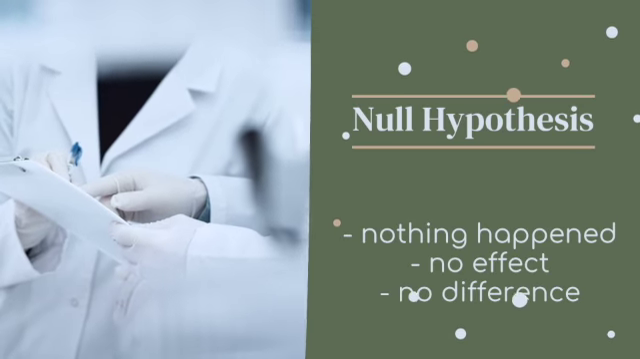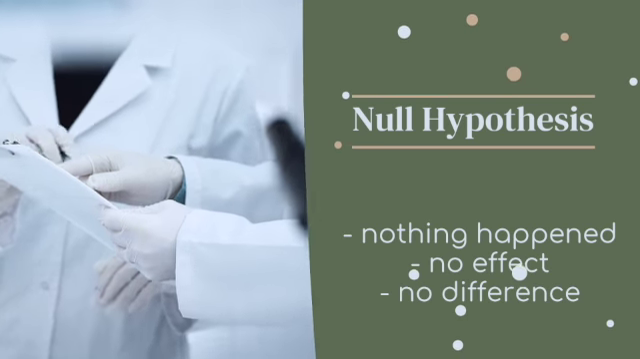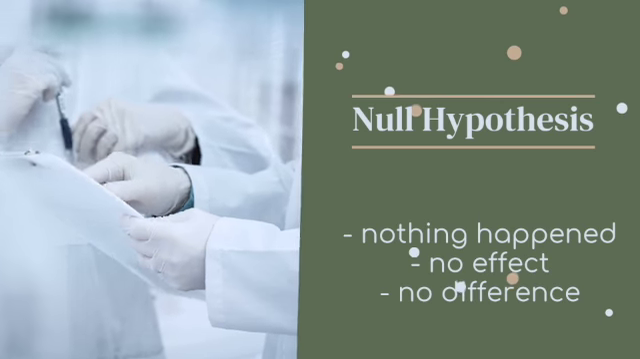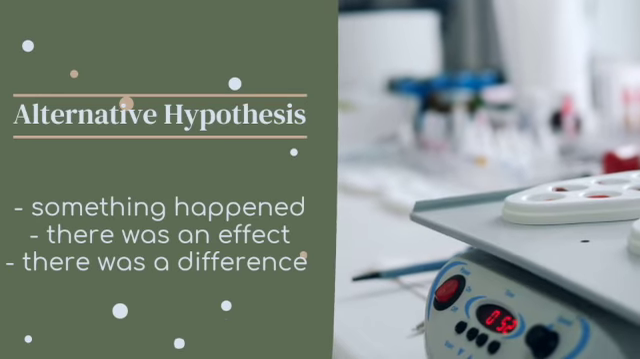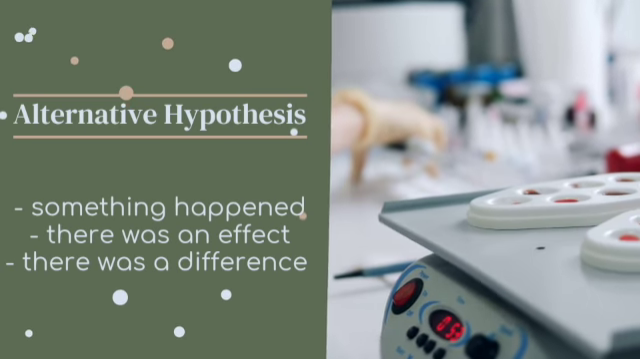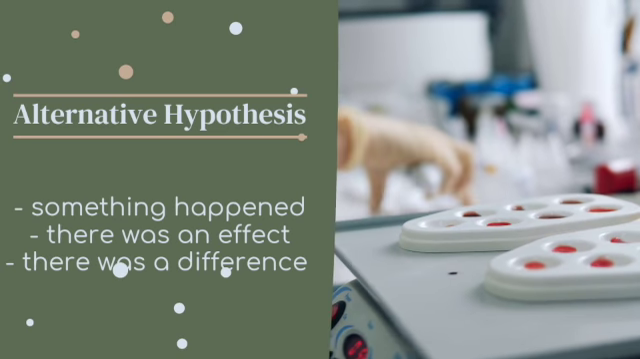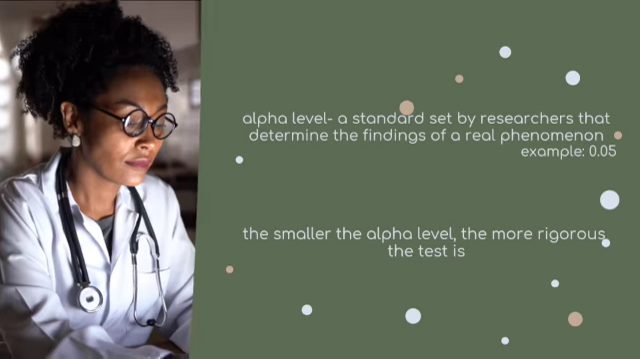First, let's talk about null hypothesis. The null hypothesis states that there is no association between the predictor and outcome variables in the population tested. An alternative hypothesis is a proposition that there is an association between the predictor and outcome variables in the population.